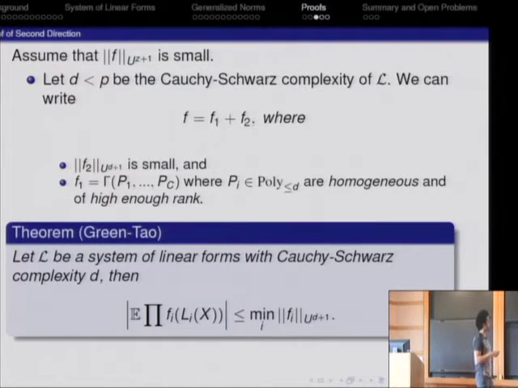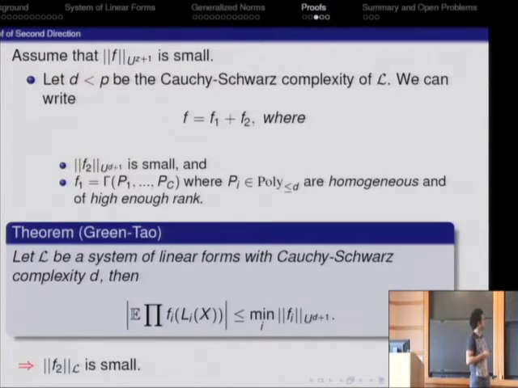And the reason that we use the Cauchy-Schwarz complexity of L is that we want to use this Green and Tao theorem to just get rid of f2, which says that if we have a system of linear forms of Cauchy-Schwarz complexity d, then we can actually bound this average, which is now related to our norm, by the d plus first Gowers norms of fi. And since f2 has d plus first Gowers norm very small, then we can just get rid of it. So we know that f2 has small L norm.